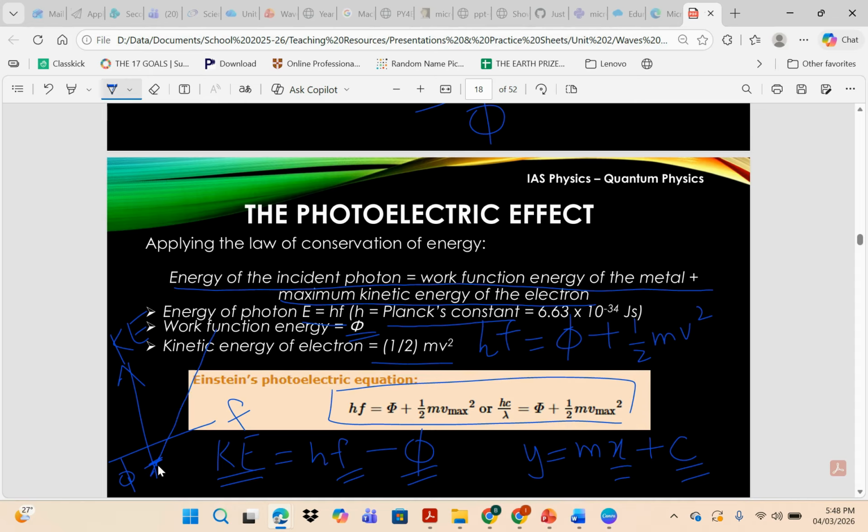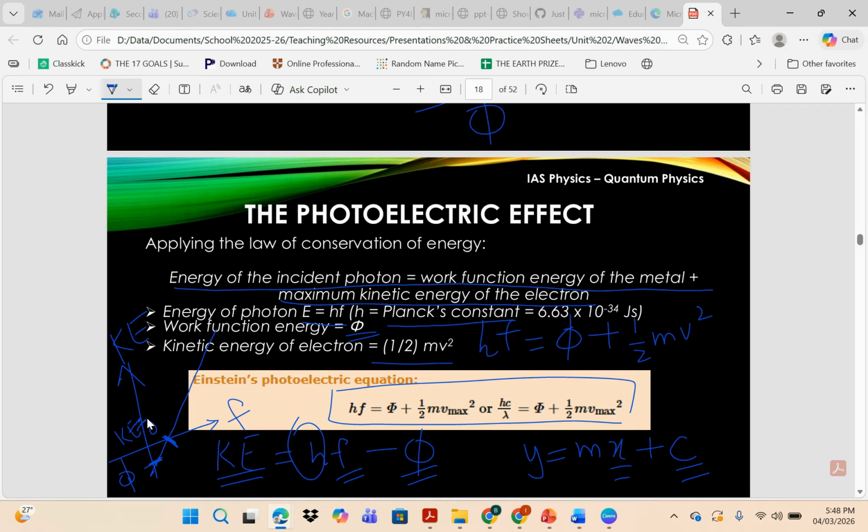Now, the gradient of this line should be a value equal to Planck's constant, right? And the point at which the line crosses the x-axis, which means when the kinetic energy is zero, should actually give me a value of frequency. Which frequency should it be?